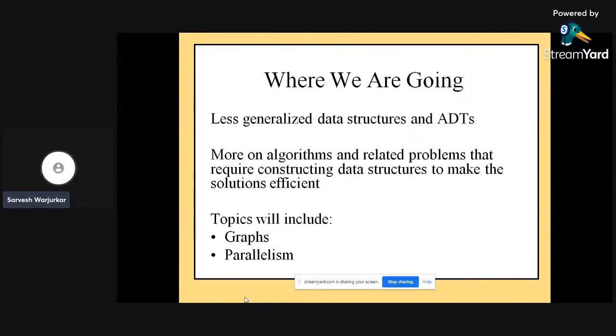As we know, there are two different types of data structure. One is linear, another is non-linear. In linear, we are very familiar with stacks, queues, linked lists, etc. In non-linear, we are basically divided into two major parts: one is trees and the other is graphs. And it requires a data structure that makes the solutions very efficient. The topic that we are going to cover is majorly graphs.